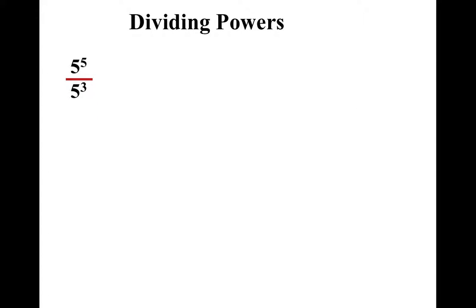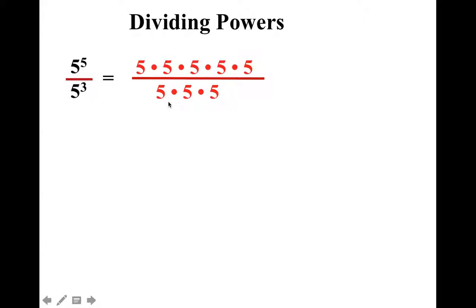So in dividing our powers, let's see what we're doing here. So I have 5 to the fifth divided by 5 to the third. So what would that look like the long way? Well, I'd write them out. And notice, if I have 5 divided by 5, isn't that a fancy form of 1? And wouldn't 3 of these simplify? And how many 5s are left over? 2. So 5 to the fifth divided by 5 to the third equals 5 to the second power, or 25.